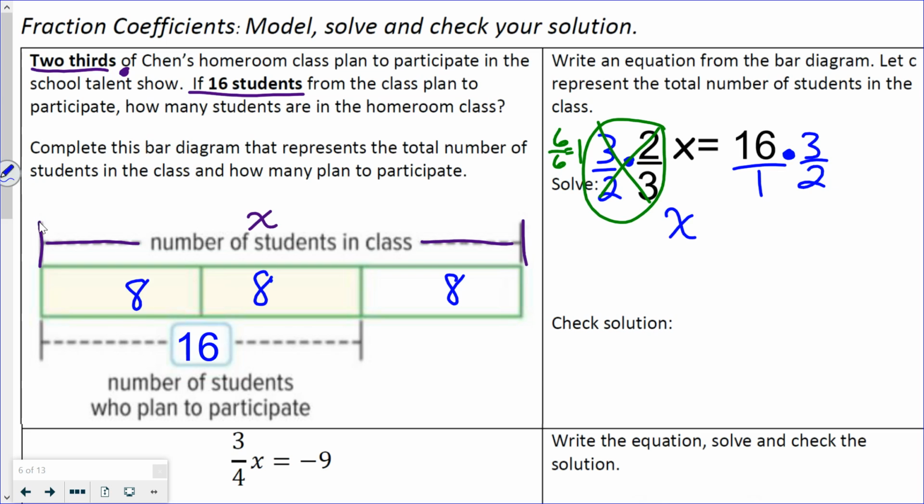So then we have x equals, well, 16 times 3 is 48, and then 1 times 2 is 2. Well, half of 48 is 24. That's my solution part.